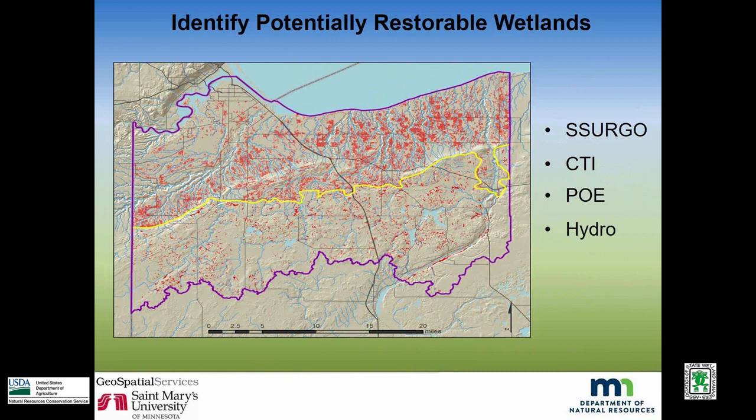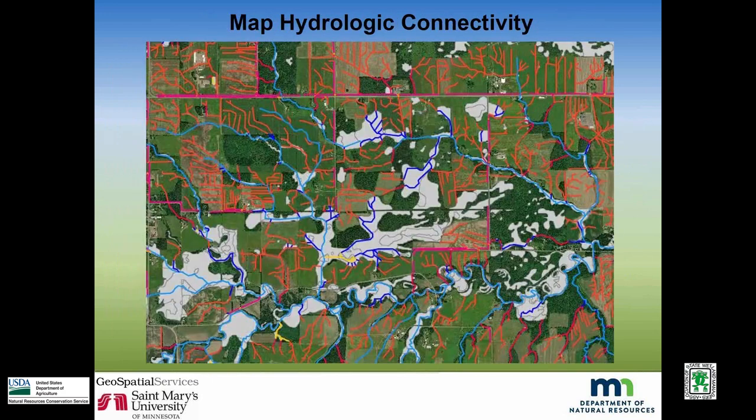The potentially restorable wetlands were developed through a spatial analysis exercise using countywide soils data, and then some other derivative things like a CTI surface, or a compound topographic index surface, which is a measure of where water pools on the landscape, and then developing some additional hydraulic models to identify different things like stream power index and other measures of how quickly water is entering streams, and then how much force it has as it flows down them.